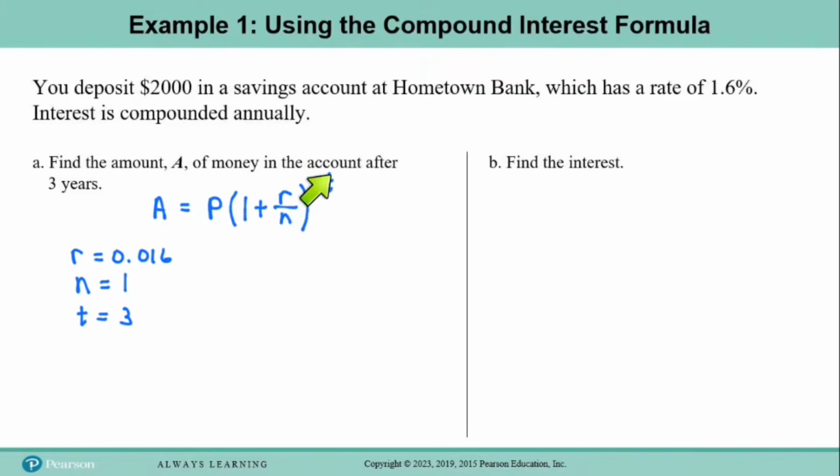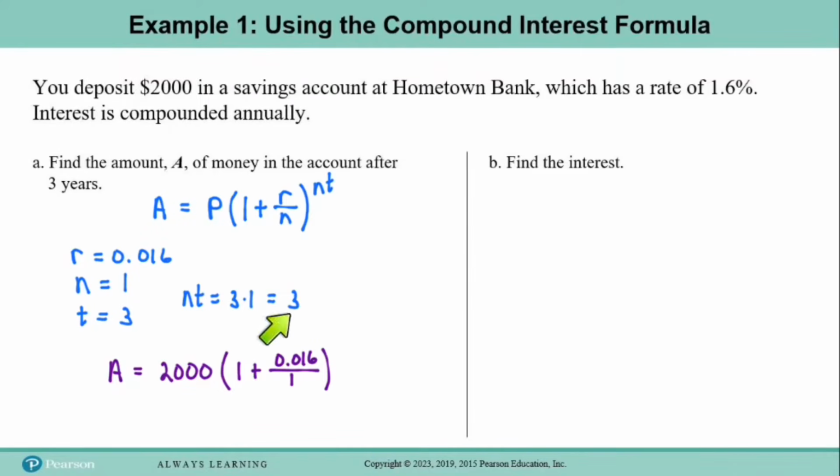Now let's calculate N times T. So N times T would be 1 times 3, or I wrote 3 times 1, and of course that's 3. Now plugging our known values into our formula, A equals P, which is 2,000, times parentheses 1 plus R divided by N, so 0.016 divided by 1, close parentheses, then the exponent is NT, which we know is 3. Entering all of that into the calculator, we are going to get a final amount of $2,097.54 at the end of the 3rd year.